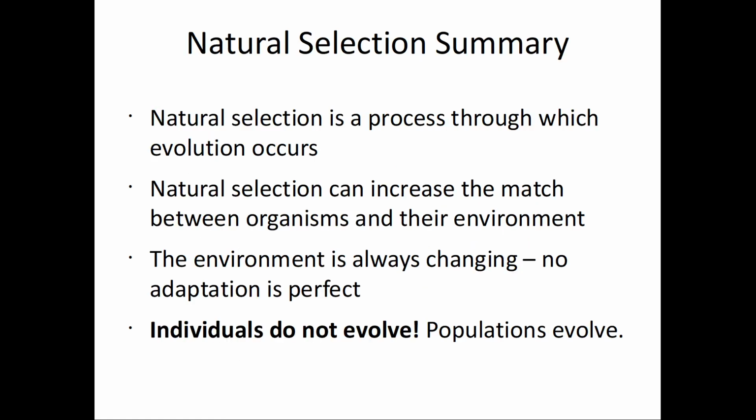All right, so natural selection summary. Natural selection is a process through which evolution occurs. Natural selection can increase the match between organisms and their environment. The environment is always changing. No adaptation is perfect, right? Key thing here: individuals do not evolve, populations evolve.